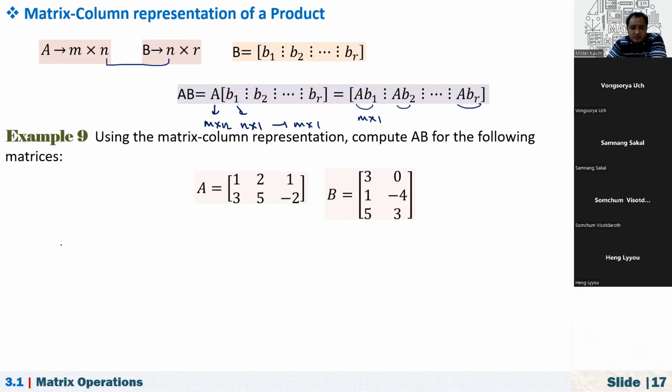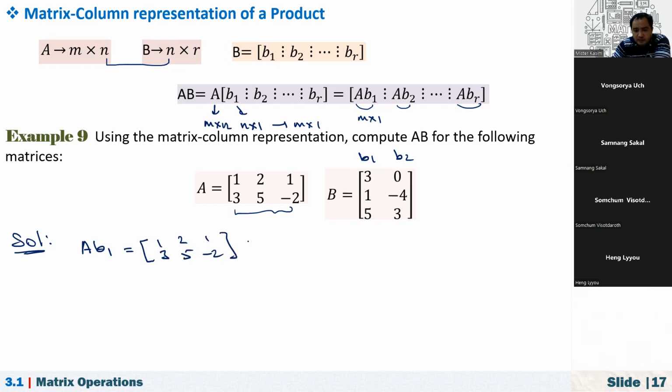Example 9, using the matrix column representation, compute AB for the following matrices. So the solution, how are we going to do this? First, if you just partition this, see here, this is our matrix A, right? The partitions will be B1, the first column of B, and B2, the second column, right? To do this, first I need to multiply A by B1. So A is 1, 3, 2, 5, 1, negative 2. And B1, the first column of B, is 3, 1, and 5.